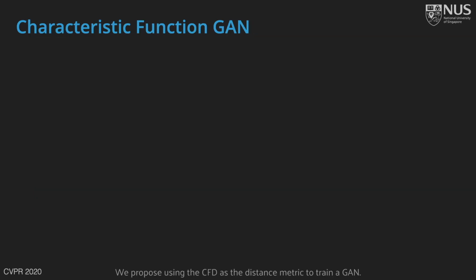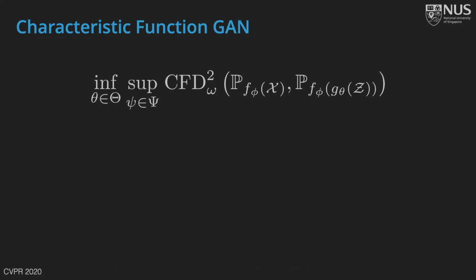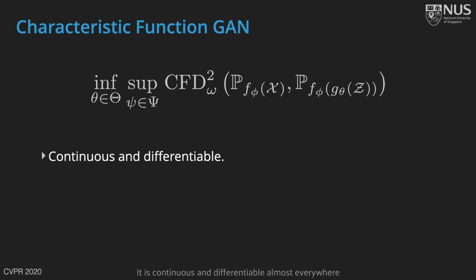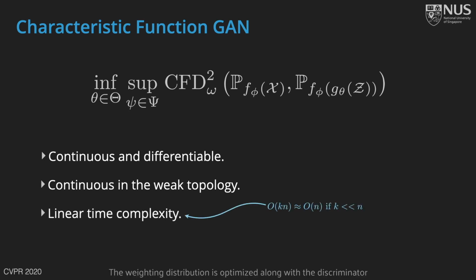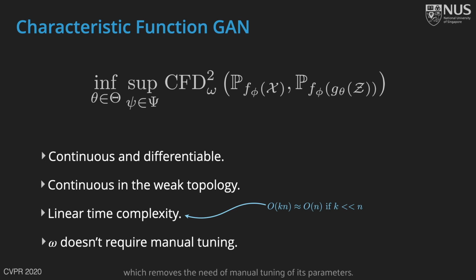We propose using the CFD as the distance metric to train a GAN. This results in a model which we term characteristic function GAN. The optimized CFD, when used in GANs, has appealing properties. It is continuous and differentiable almost everywhere in the parameters of the generator. It is continuous in the weak topology. It can be computed in linear time in the number of data points. The weighting distribution is optimized along with the discriminator, which removes the need of manual tuning of its parameters.